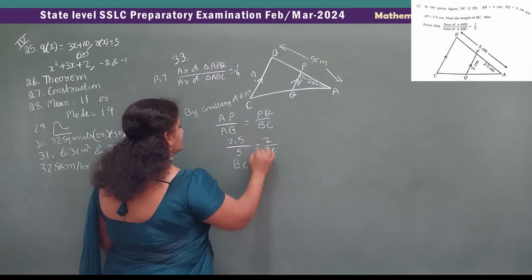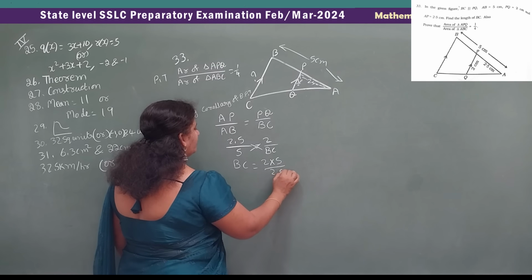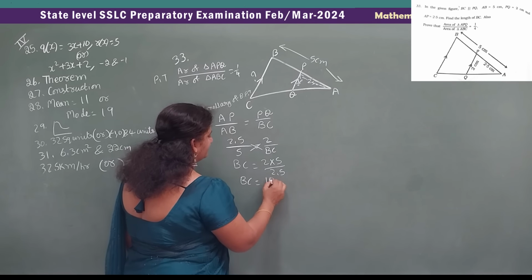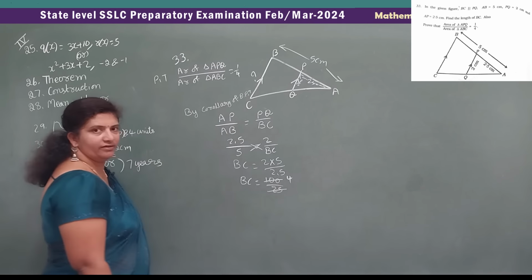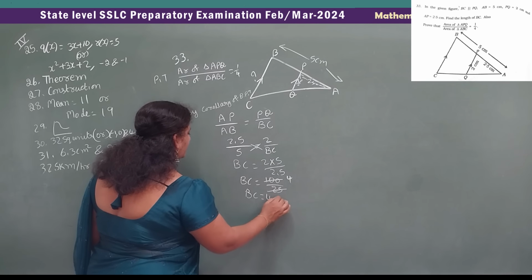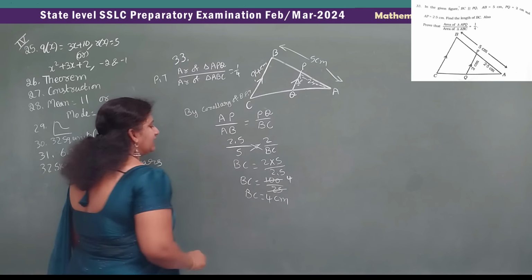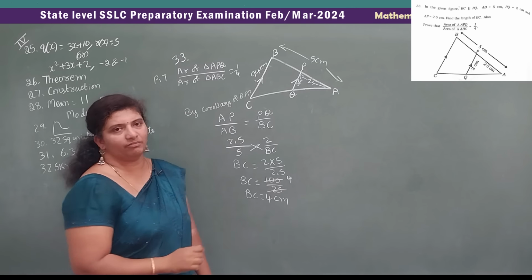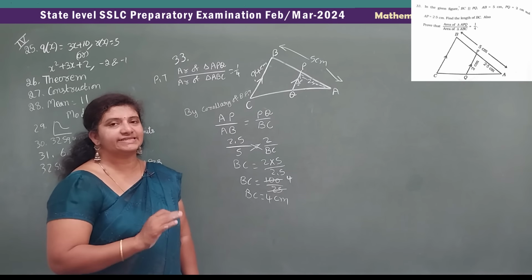Now BC cross multiply is equal to 2 into 5 by 2.5. BC is equal to 5 2s are 10. And remove this decimal, bring it up, 25. 25 4s are 100. That means BC is equal to 4 centimeters. We got BC length. Now what we need to prove, area of this triangle by that triangle is 1 by 4. So first we need to prove the two triangles are similar.